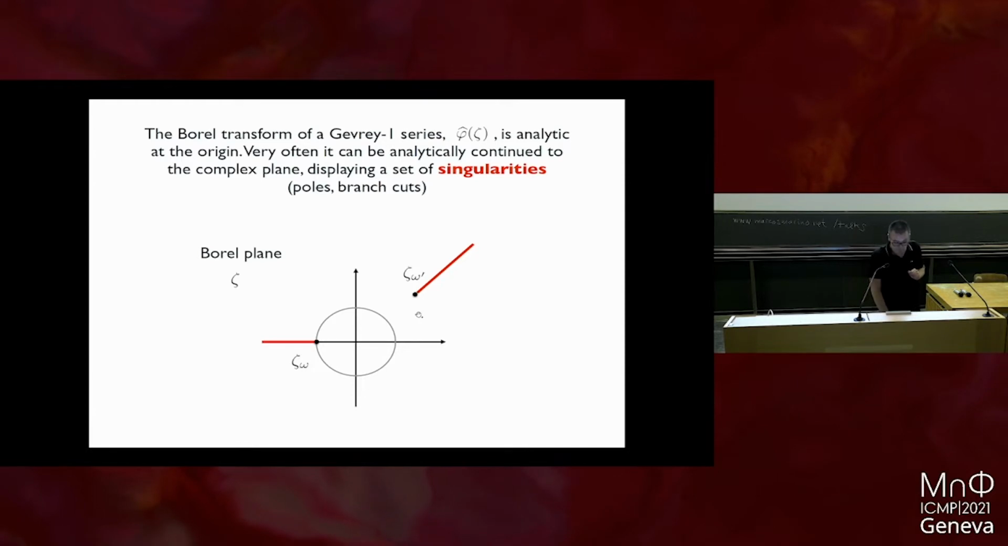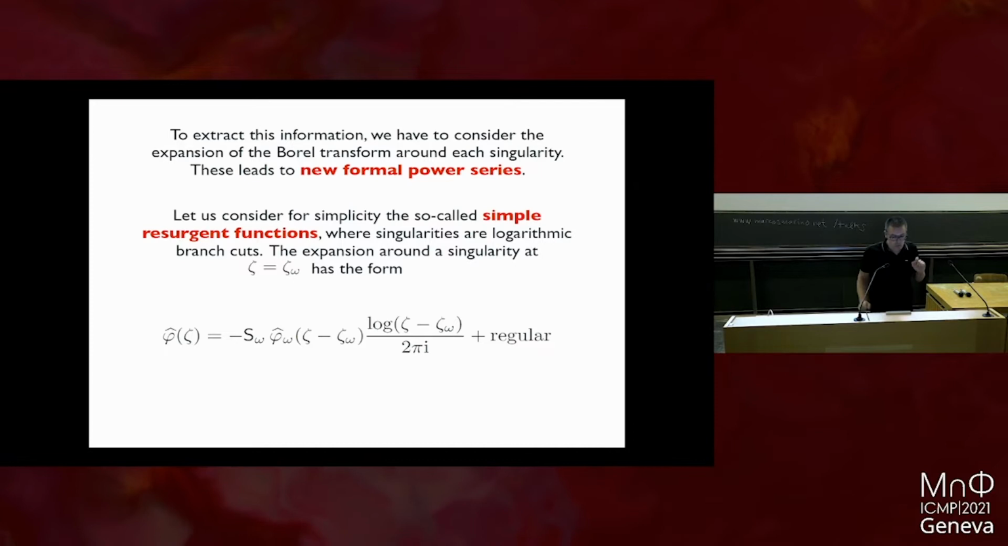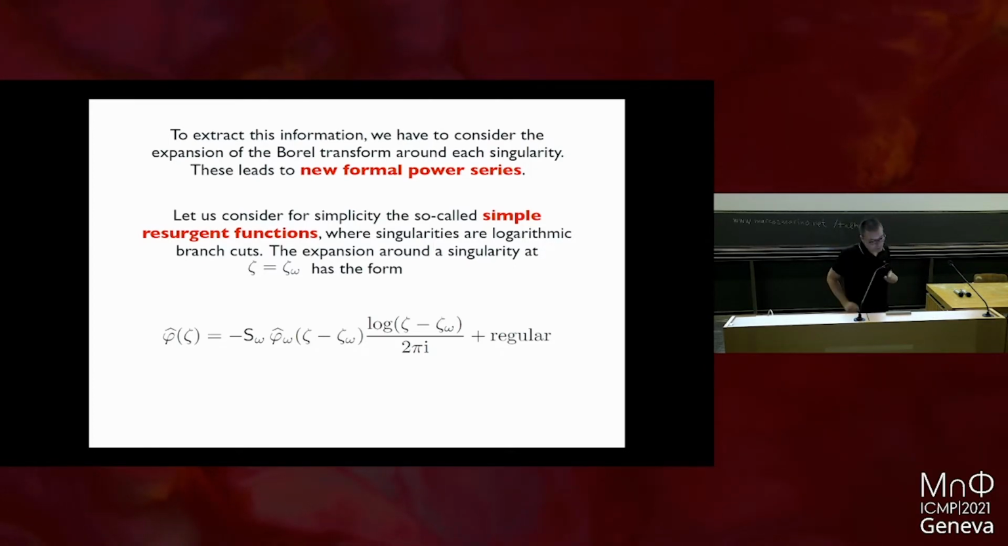And this is what you have to do mathematically, and this is one of the basic steps in the theory of resurgence. You have to do expansions around different singularities, and when you do this, you will get actually new formal power series. So let me explain a little bit better how you do this. I'm going to focus, for simplicity, on what are called simple resurgent functions. A simple resurgent function is a function in which all singularities are logarithmic branch cuts. So when you have a singularity, you could have a pole, you could have a branch cut, and you could have a logarithmic branch cut.